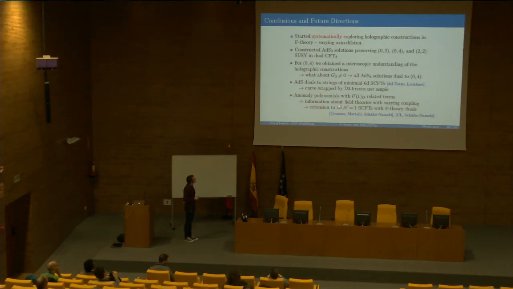And just thinking about this notion of anomaly polynomials with terms related to the duality symmetry seems to be fairly powerful. We can find information about the field theories with varying coupling, some non-perturbative stuff, and we can extract some interesting information. So extending this to think about 4D N=1 models with F-theory duals, what those additional coupling terms would be, is one thing to do.